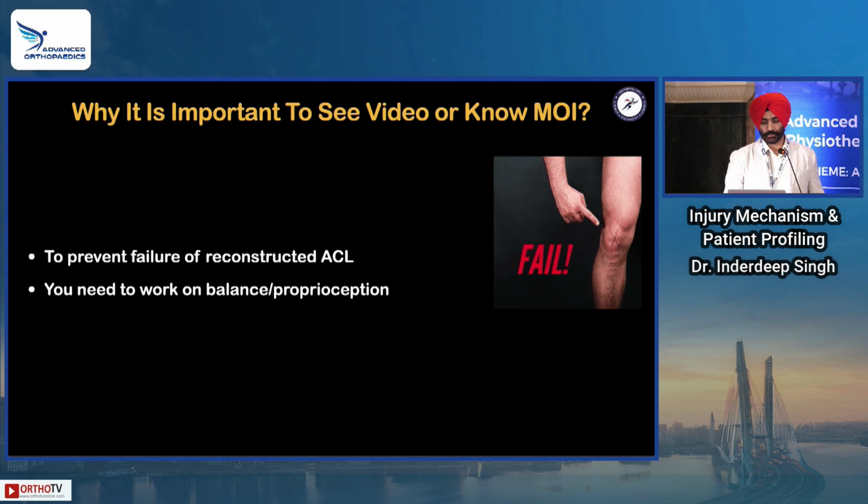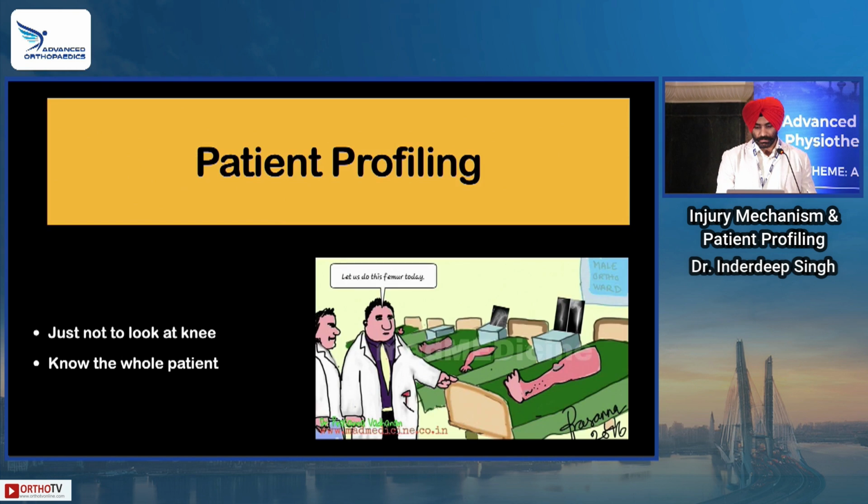So why it is important to see all these videos is because we should know the mechanism of injury, because when we are reconstructing the ACL, we have to rectify these problems as well. So we have to tell them that your landing pattern was not right or this was wrong. So you have to work on all these problems, and this will prevent the re-injury of the reconstructed ACL. So this takes us to the patient profiling.